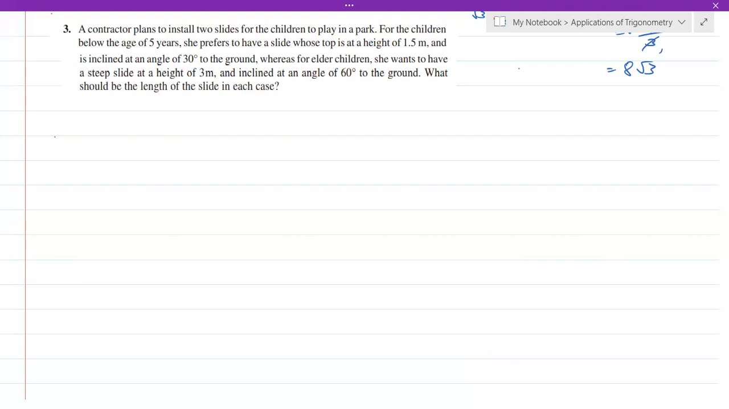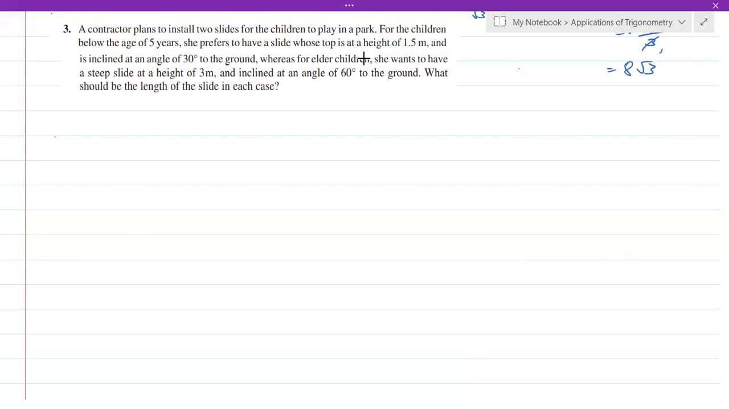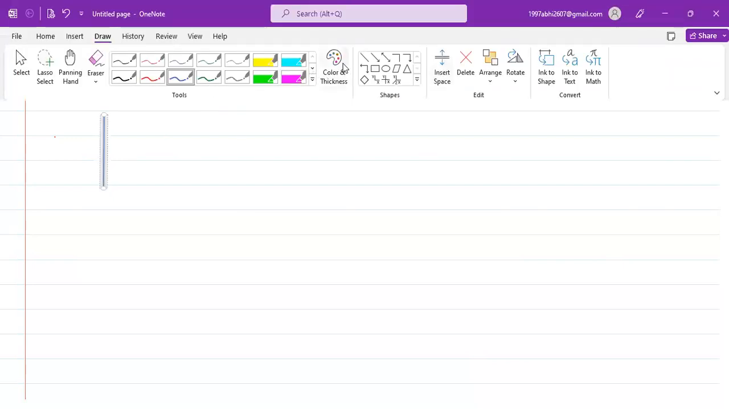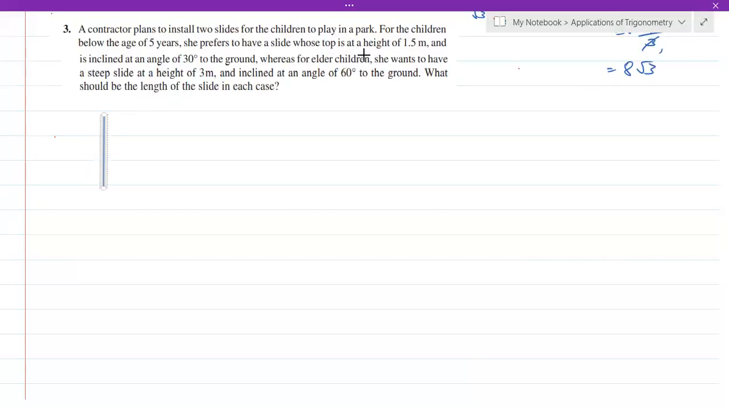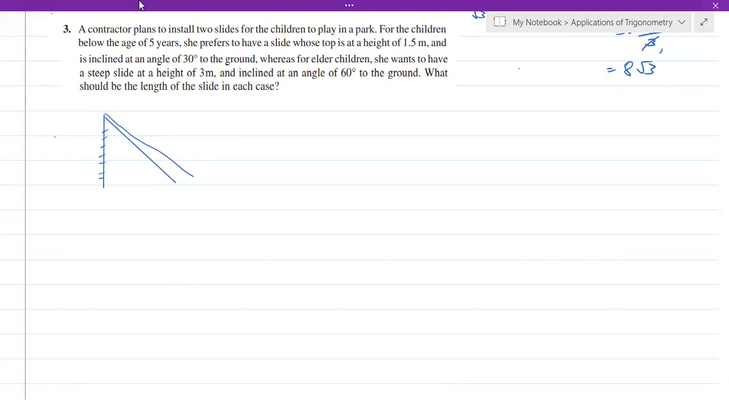Now, according to the question, the contractor wants to construct two slides. One slide, okay, let's say the slide is like this. This is where we have steps, isn't it? We climb and we slide over here, isn't it?